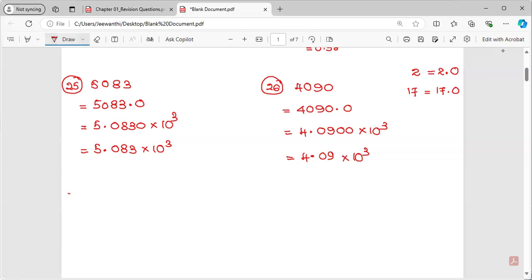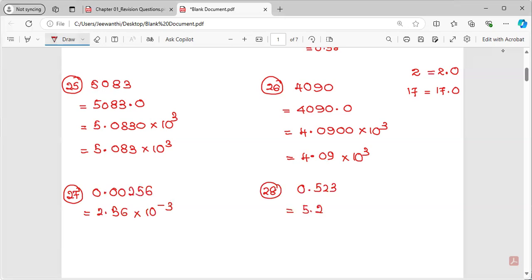So then we will move to question number 27, and that is 0.00256. Here we don't need to worry about the decimal point, because it is already in the question. We just want to get the movement and find the value. So then I can write this as 2.56 × 10 to the power, 1, 2, 3, 10 to the power negative 3. So then question number 28, I write the answer 0.523, and then I write 5.23 × 10 to the power negative 1. Okay.